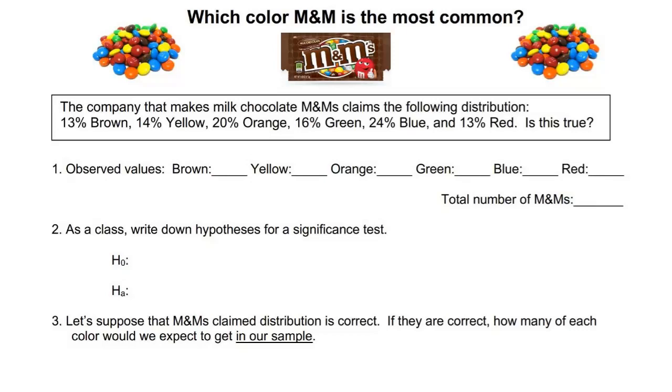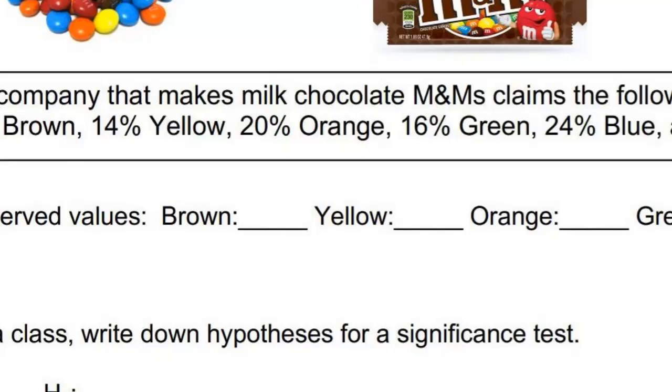So let's write down our total for brown then. 142. All right, reset the calculators. Let's do this again with yellow now.